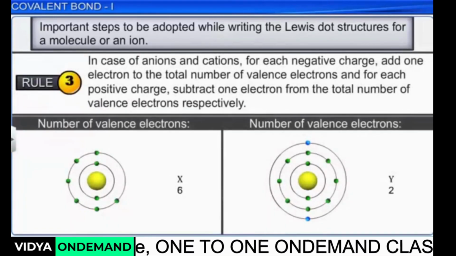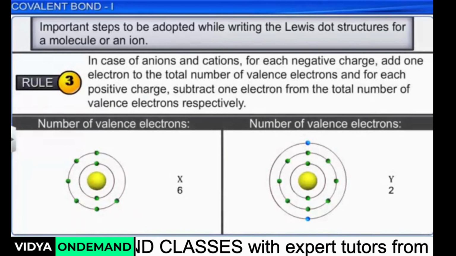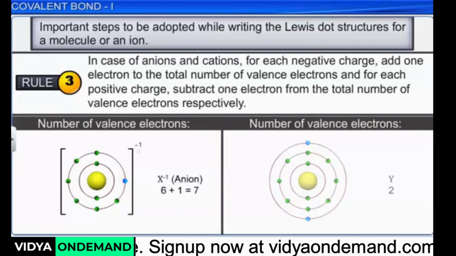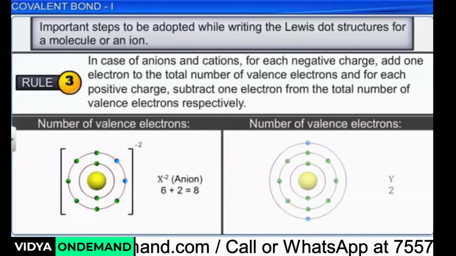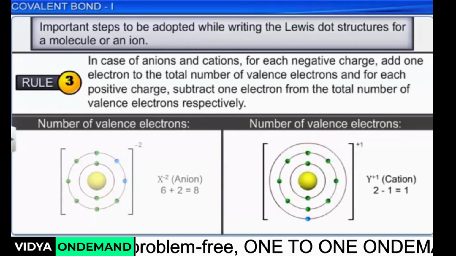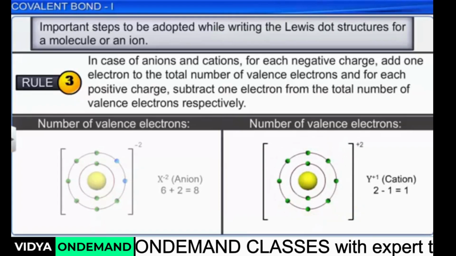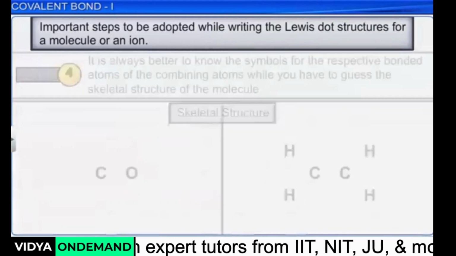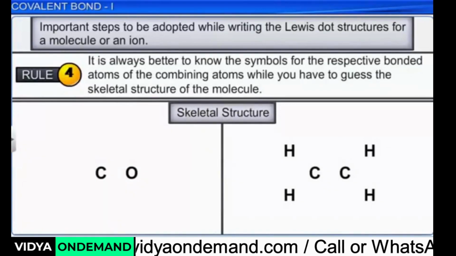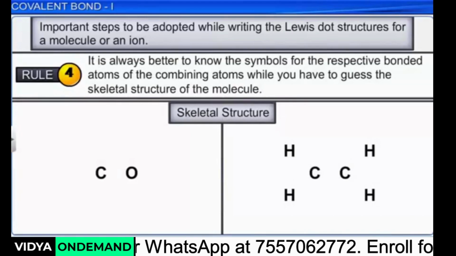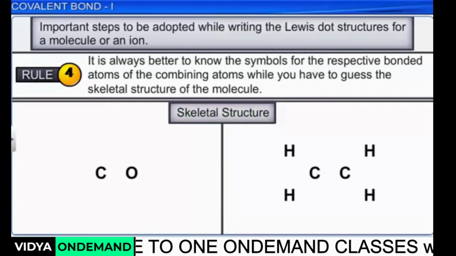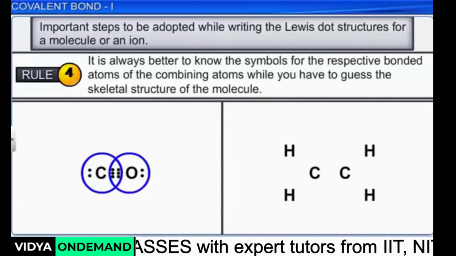In case of ions, that is anions and cations, for each negative charge, add 1 electron to the total number of valence electrons, and for each positive charge, subtract 1 electron from the total number of valence electrons respectively. While writing a Lewis structure, it is always better to know the symbols for the respective bonded atoms or the combining atoms, while you have to guess the skeletal structure of the molecule. This makes the distribution of the electrons between the bonded atoms easier.